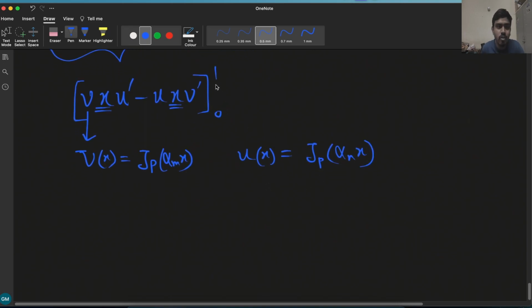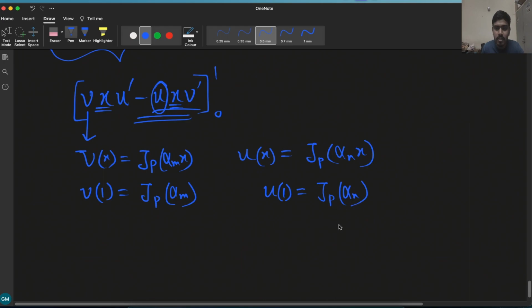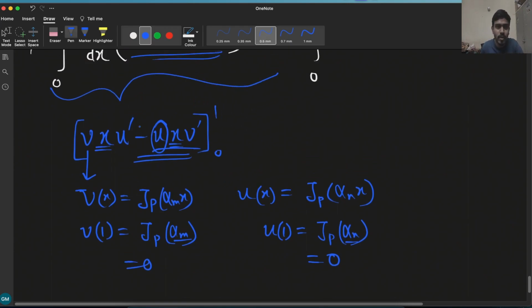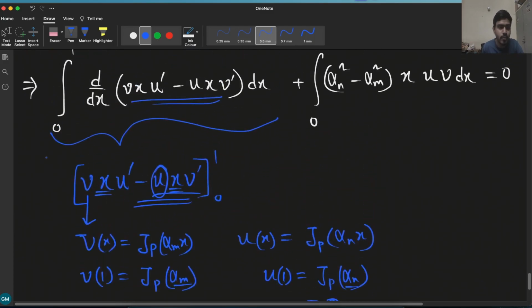And now if I put the upper limit 1, in that case it will be v of 1, which is Jp of alpha m. Similarly, for this term, in this u, if I put the upper limit, then it will be u of 1, which will be Jp of alpha n, and this alpha m and alpha n are the zeros of the Bessel function. That means Jp of alpha m will be 0. Similarly, Jp of alpha n will be 0. So when we put the upper limit also, it will be 0. So basically this integration is nothing but 0. The first integration is 0, and we are left with the second integration.